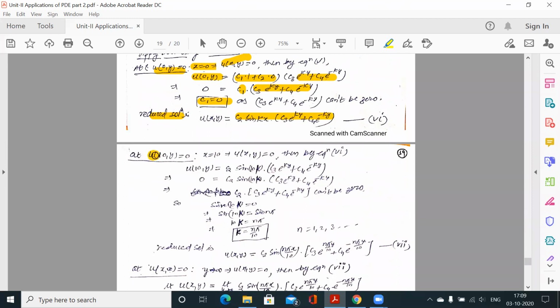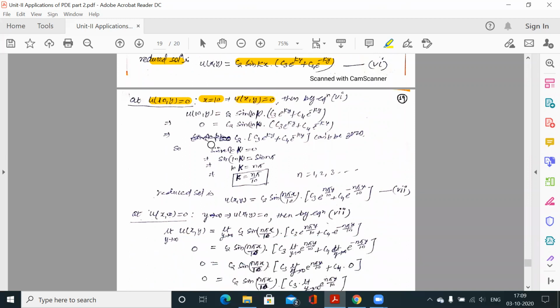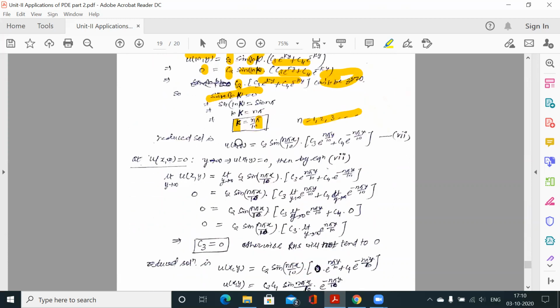Now for the second, u(10,y). When x is 10, u(x,y) is 0. So now, keeping x as 10, we get c2 sin 10k times something. So either c2 is 0 or sin 10k is 0 or this is 0. Again, we know that c2 and this cannot be 0 for a non-trivial solution. So sin 10k would be 0. Sin 10k will be 0 when k is n pi by 10, and n is 1, 2, 3. So the reduced solution is c2. What is k?